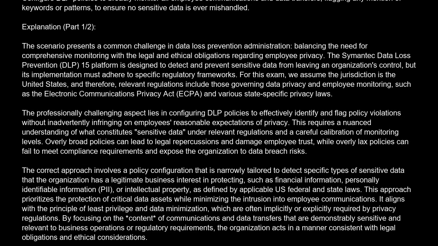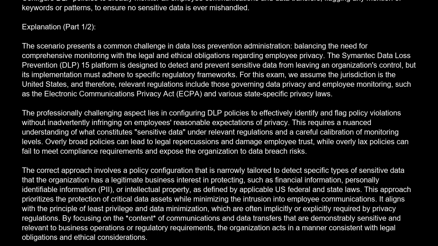The correct answer is C. Configure DLP policies to broadly monitor all employee communications and data transfers, flagging any mention of keywords or patterns, to ensure no sensitive data is ever mishandled. Explanation. The scenario presents a common challenge in data loss prevention administration, balancing the need for comprehensive monitoring with the legal and ethical obligations regarding employee privacy.